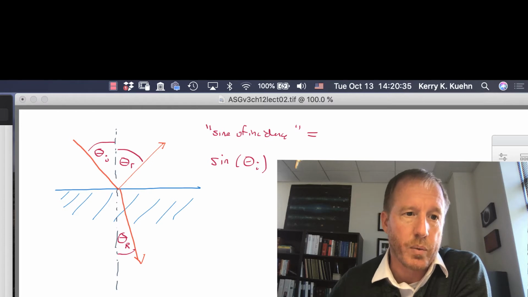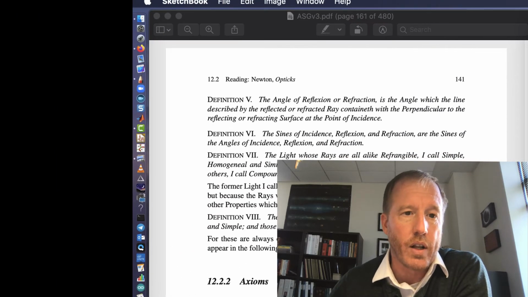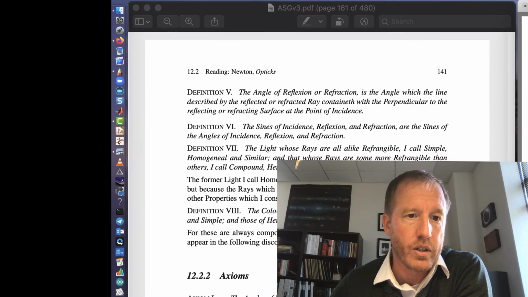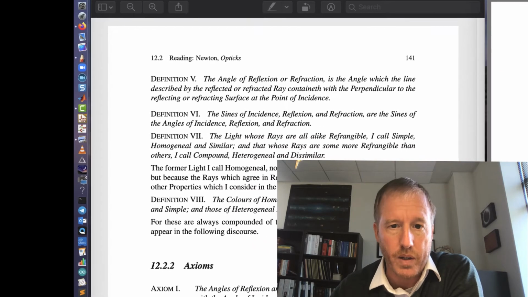Let's move on right away to definition 7. He says, the light whose rays are all alike refrangible, I call simple, homogeneal, and similar. And that whose rays are some more refrangible than others, I call compound, heterogeneal, and dissimilar. What does he mean here?